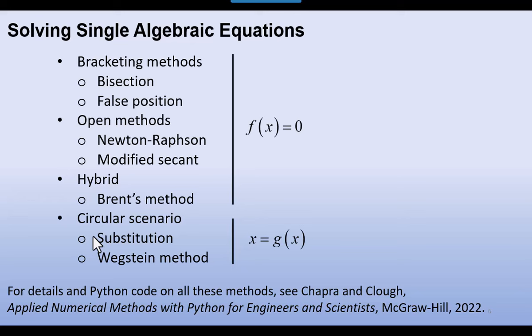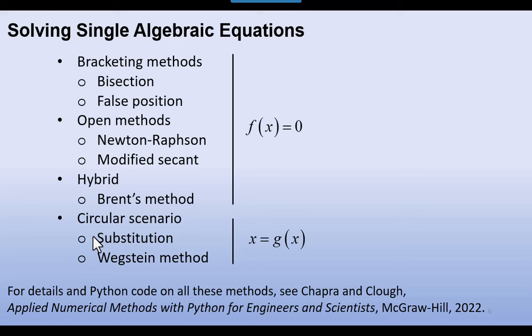And the first two categories are separated. One is bracketing, where we start with estimates of the solution on either side of the solution. And there are two different techniques here that are common: bisection and false position.